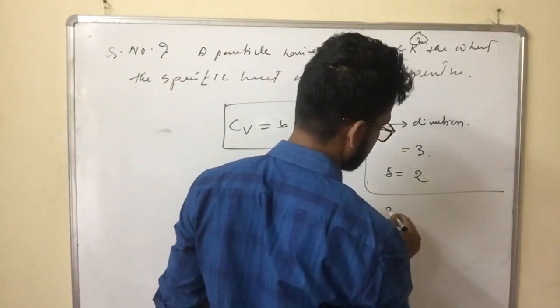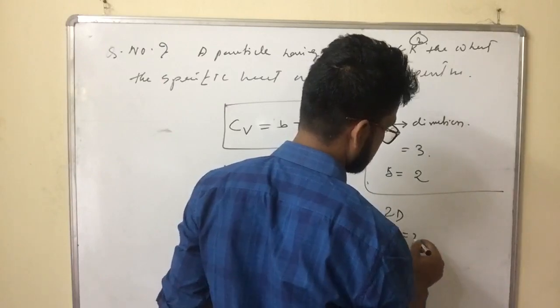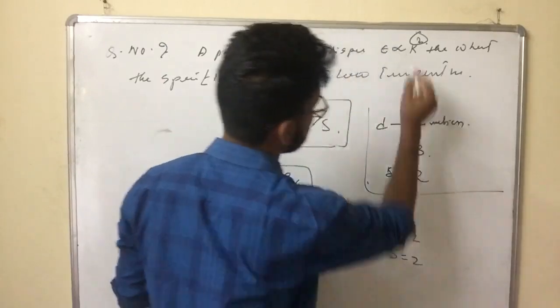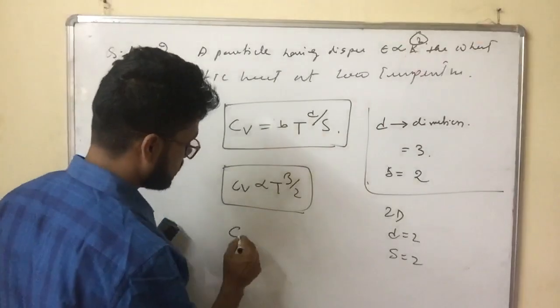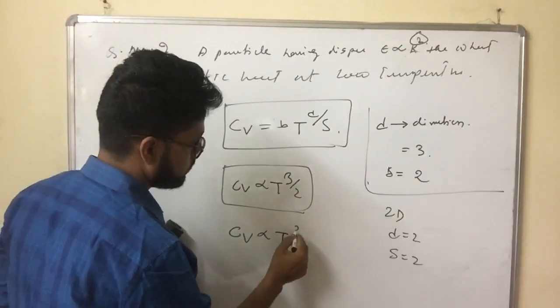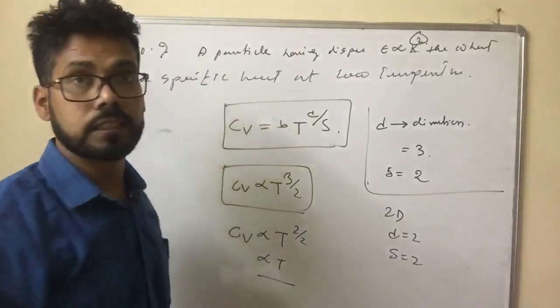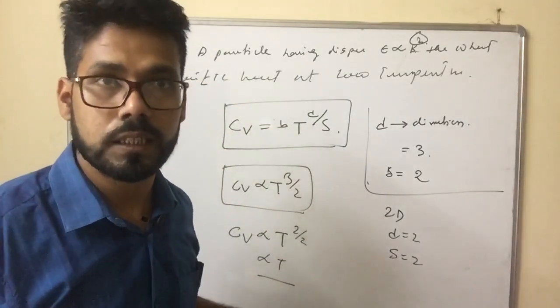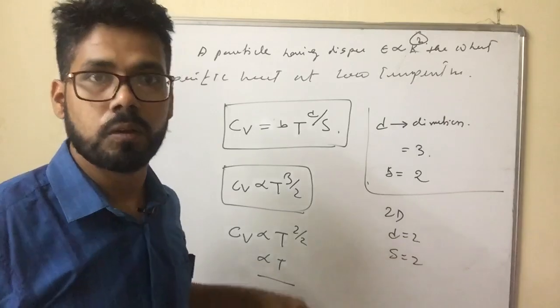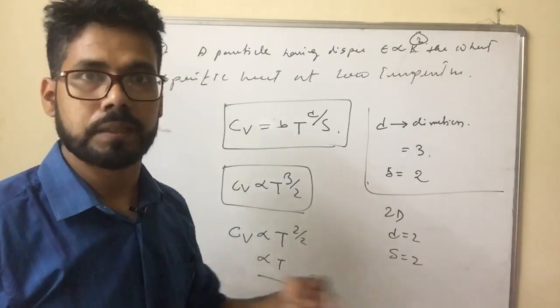Okay. In case of 2D structure, D equal to 2 and S equal to 2 already given here. Then specific heat proportional to T^(2/2), proportional to T. Okay. This specific heat is similar to the electronic contribution. Electronic contribution of the specific heat is also proportional to T, irrespective of dimension.